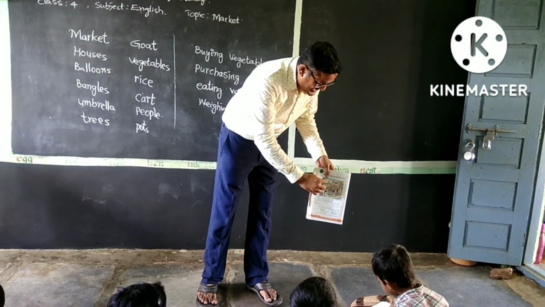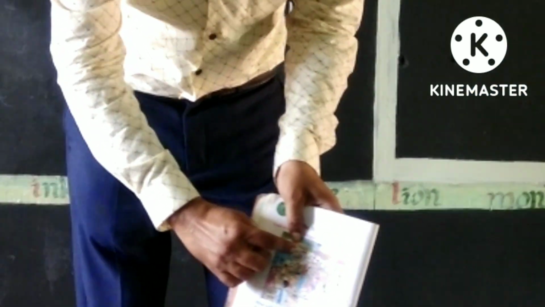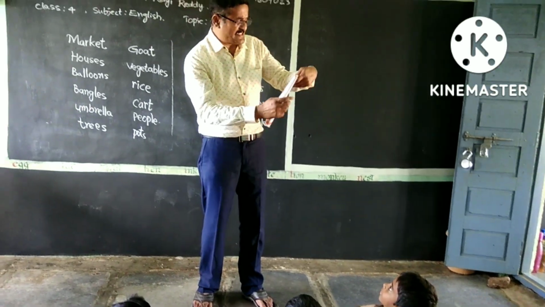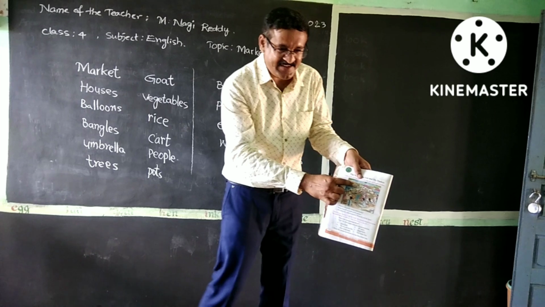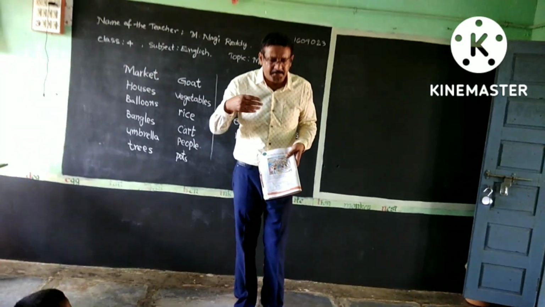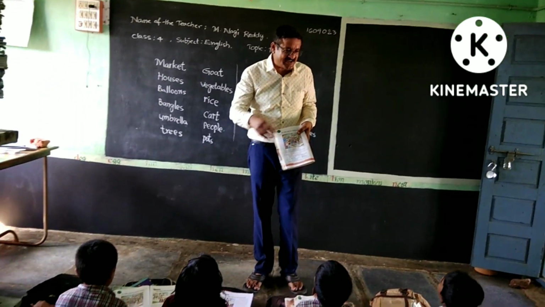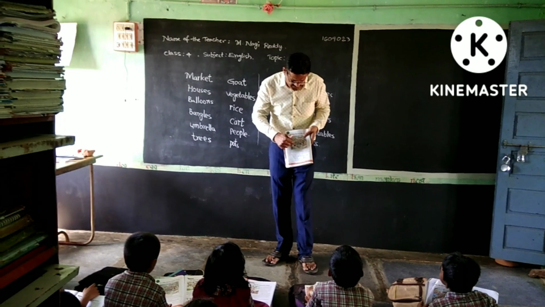What is he? The old man. This person. He's also a seller. Selling pots. Some are buying, purchasing, someone selling. What do we call that person?